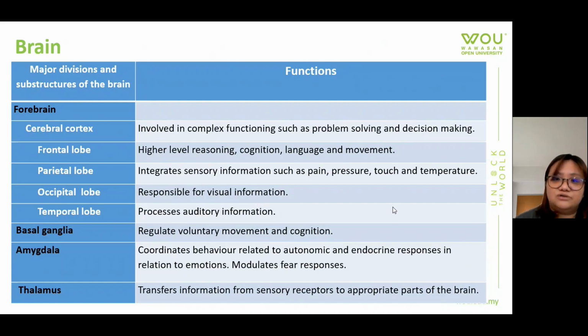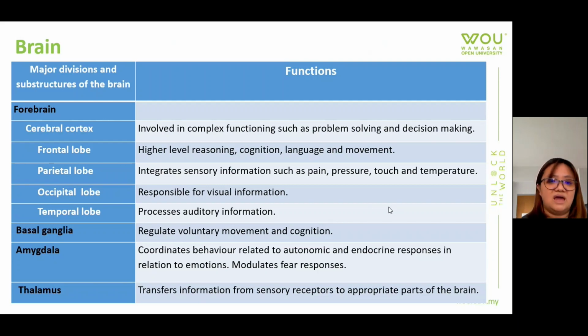So for all these lobes, you can actually see the frontal lobe is responsible for reasoning, cognition, the higher level one, the language and movement, and the parietal lobe integrates the sensory information like pain, pressure, touch, temperature. Visual information is processed by the occipital lobe, and the temporal lobe is responsible for processing auditory information.